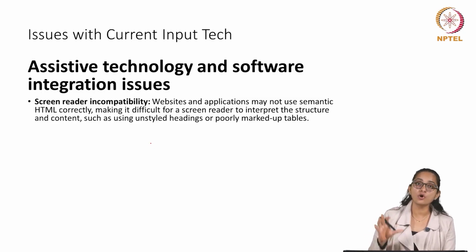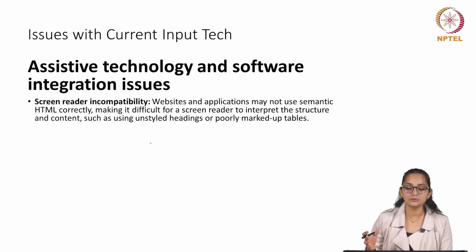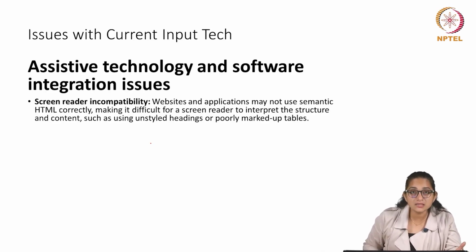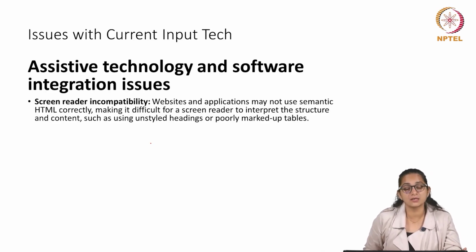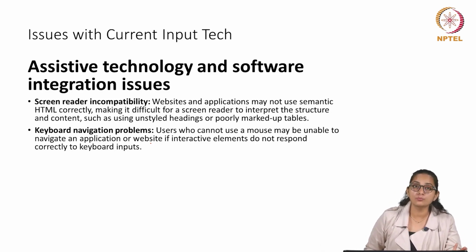And then there may be some complex kinds of information such as tables or poorly marked tables which can get misinterpreted and misrepresented in a screen reader if they are not labeled properly. Then keyboard navigation problems. Users who cannot use a mouse may be unable to navigate an application or website if interactive elements do not respond correctly to keyboard inputs.